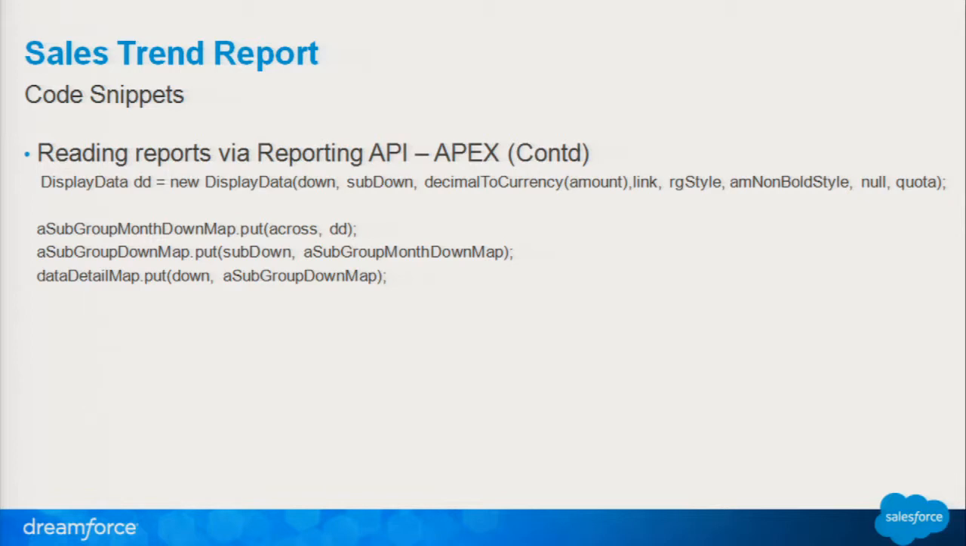Display data is actually an inner class in our code, and you can see there, that class is pretty intelligent. It knows how to calculate percent to quota. It knows how to style the links. And so we iterate through the map, reading the display data and displaying the data onto the screen. And then the three maps that we talked about are down there, where we start populating them from the innermost map all the way to the outermost map.